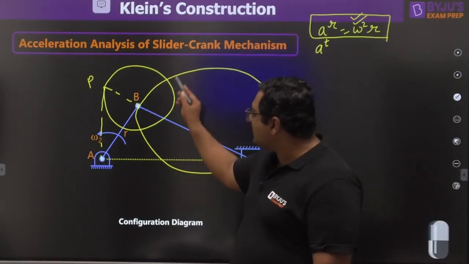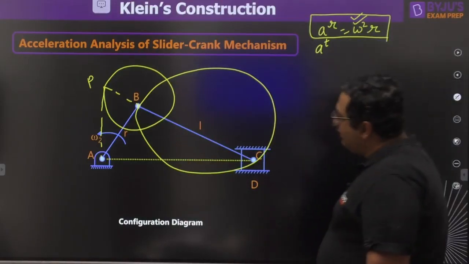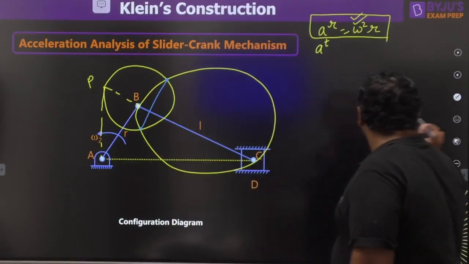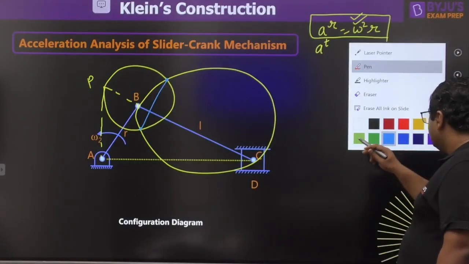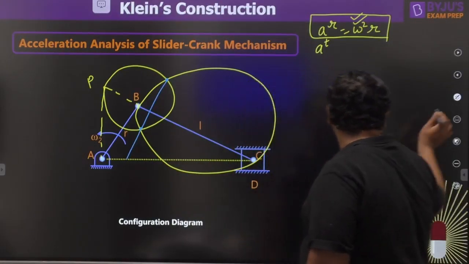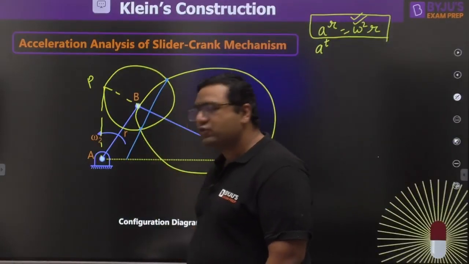Now where both the circles are cutting each other, join these 2 points where they are cutting each other. Then he says just extend it to the line of stroke. We have extended it to the line of stroke.